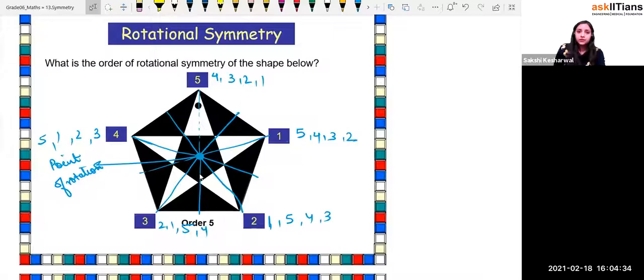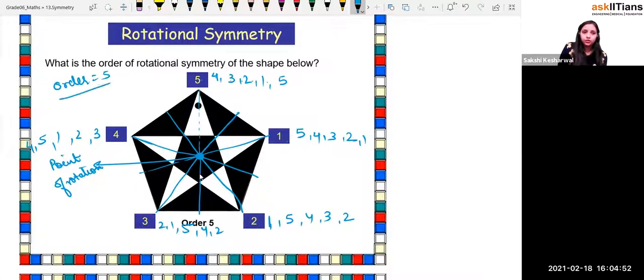Now what happened in the last turn? You will be getting this as 5, this as 1, this as 2, this as 3, this as 4, and this one is again 5. Now you see that starting from 5 and going back to 5, in how many rounds did we get it? It is 1, 2, 3, 4, 5. So its order will be 5, right? So we got it.